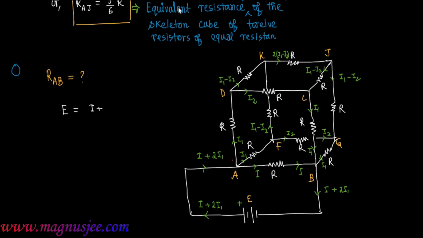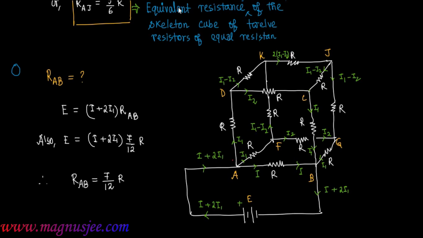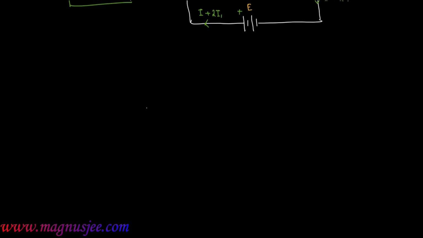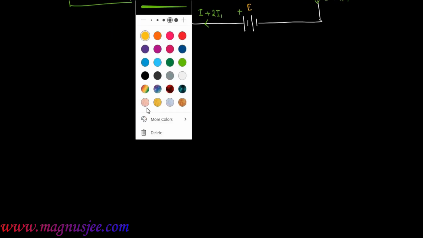Now using Kirchhoff's voltage law, we get E as I plus 2I1 into RAB. Also E is equal to I plus 2I1 into 7 by 12R. So that can be proved. So RAB is equal to 7 by 12R. That is the answer. That means the equivalent resistance between the two corners A and B of the arm AB of the skeleton cube is RAB, which is given by 7 by 12R, where R is the resistance of each resistor.